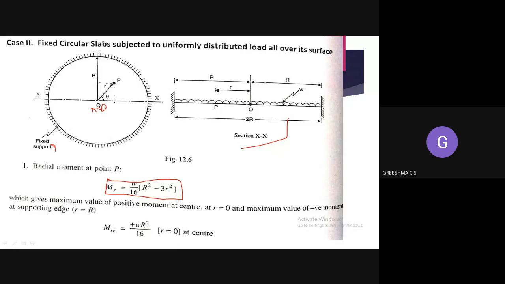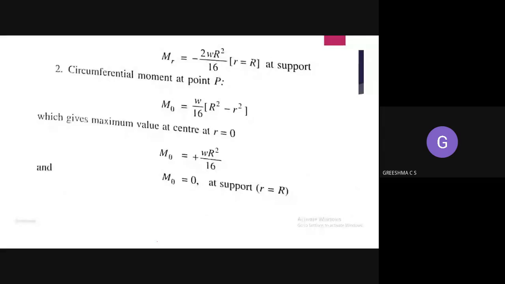Okay. So in the first case, to find the maximum moment, you can substitute r is equal to 0. What will you get? You will get this equation. So the maximum moment at the center is equal to W R square divided by 60. Even in the fixed case, you are getting the maximum moment at the center. The central maximum moment is W R square by 60. And at the supports, you are having negative and positive moment, that is sagging and hogging moment.